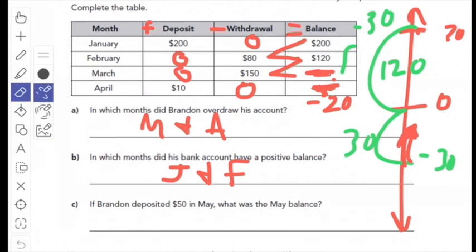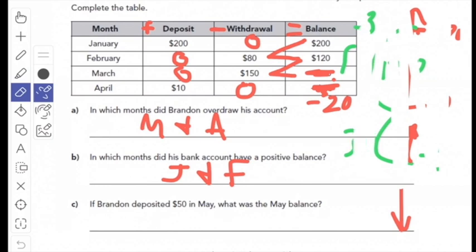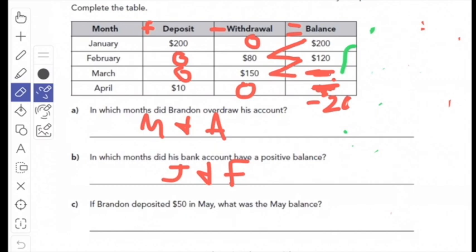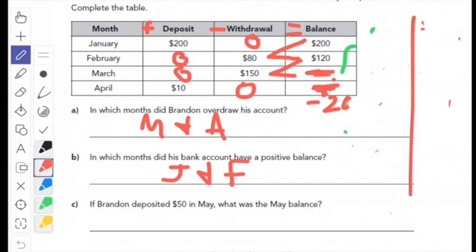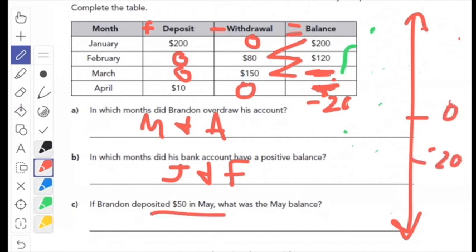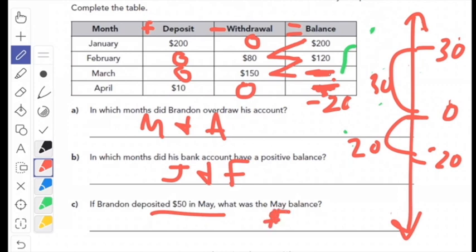Okay, so let me just redraw this number line. And again, you could do it several ways. I'm just going to show you with the number line. Okay, so here's a number line. Let's have 0. And in April, that was our previous balance. He had a negative 20. So it says he deposited 50. So deposit means to add. So we go up 20, because when you add, you go up, because you're getting higher. And then we have to get to 50, so we have to go up 30 more. And when you get 30 more, you have $30. So he's going to have $30 in his balance.